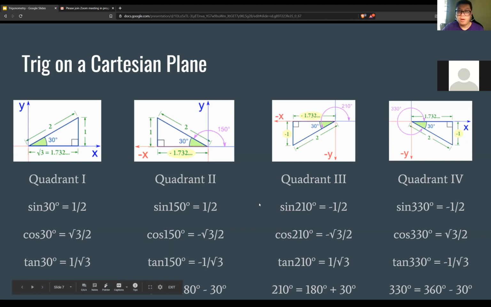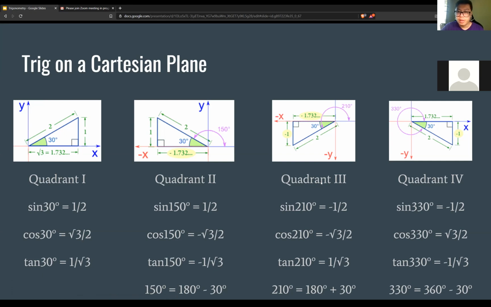And if you notice how 150 degrees is related to 30 degrees, it's basically 180 degrees minus 30 degrees. And so this property will be useful later on. But just notice the relationship between all these angles and the 30-degree angle. Okay, so this is for quadrant 2.